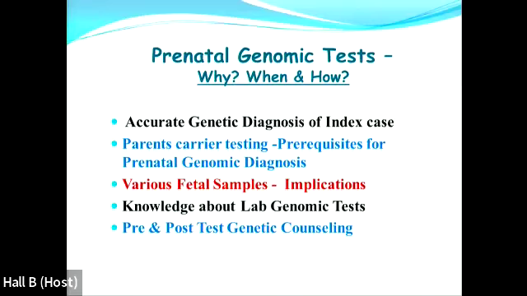So why the genomic test we have to do is, as I said, accurate genetic diagnosis of the index case is the prerequisite. Though it's a prerequisite, ideally we read what has to be done, with the algorithm. But when the time comes and the patient is in front of you, you have to handle the different issues. Parents' carrier testing, therefore, is very, very important before any prenatal genomic diagnosis, and it depends again from case to case. So various fetal samples, what they are, and the various laboratory genomic tests also you should know, because you have to choose. And last but not the least is pre- and post-test genetic counseling.